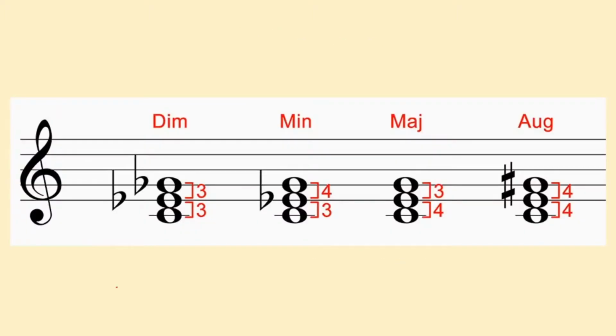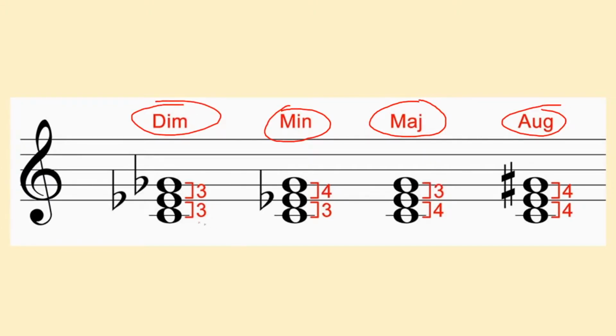Here's a picture of what all the triads look like. Here's the major one, here's the minor one, here's the augmented, and here's the diminished one. Don't worry about these numbers for now, we'll look into them in more detail as we focus on each triad. So let's first look at a major triad.